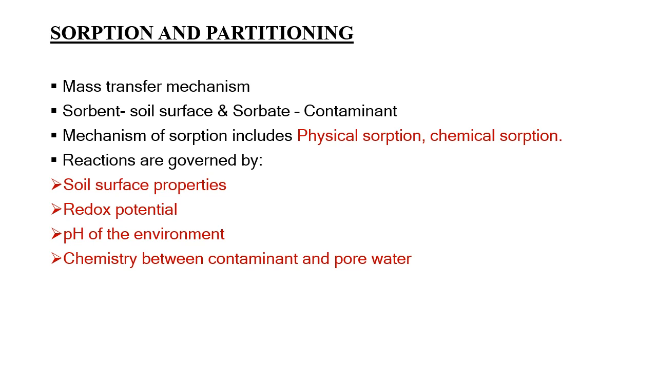And then the redox potential. Redox potential refers to the reduction or oxidation potential of that chemical species which the pore water carries, that is, the tendency of the chemical species to either lose an electron or accept an electron. So the redox potential of the chemical species present in the pore water matters, and importantly the soil surface properties also matter. These are the different factors which determine whether the conditions are favorable or not favorable for sorption to happen.